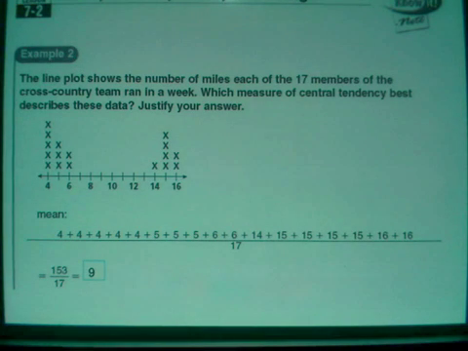Remember, every x represents a number. So for instance, the 5 x's above the 4 means a 4, 4, 4, 4, 4, which is why you see 5 4s in the calculation. So when I added up all those numbers and then divided by 17, since there were 17 x's, I came up with an answer of 9 for the mean.